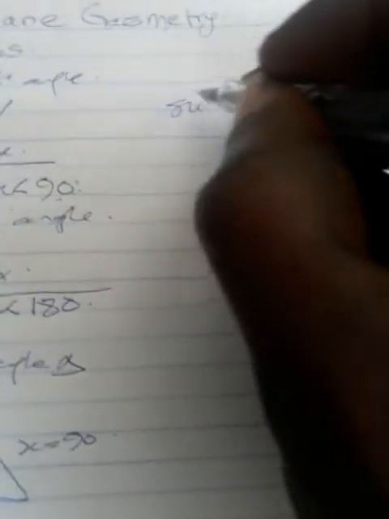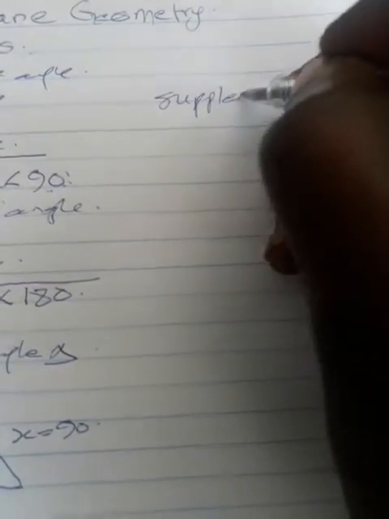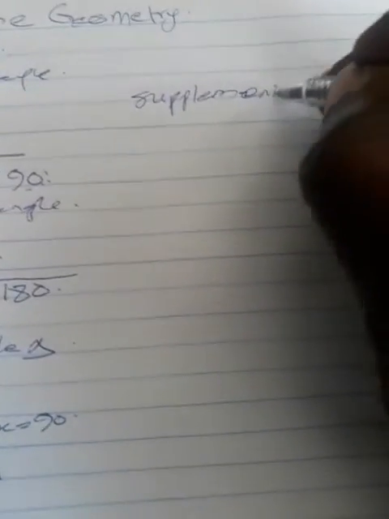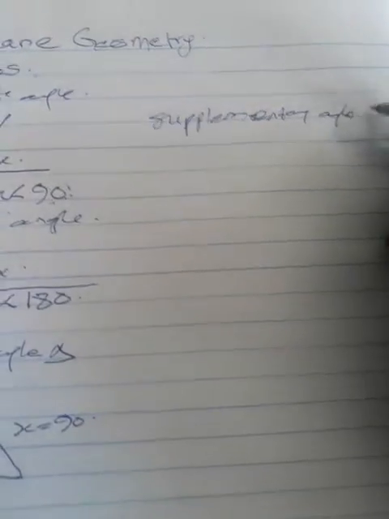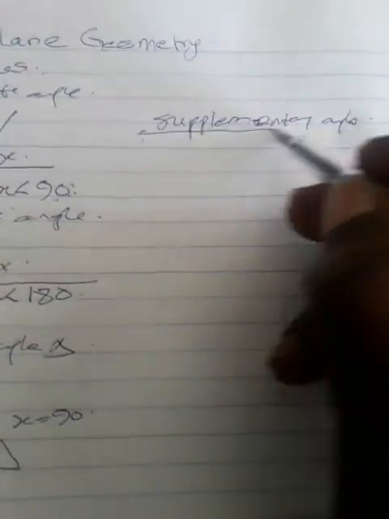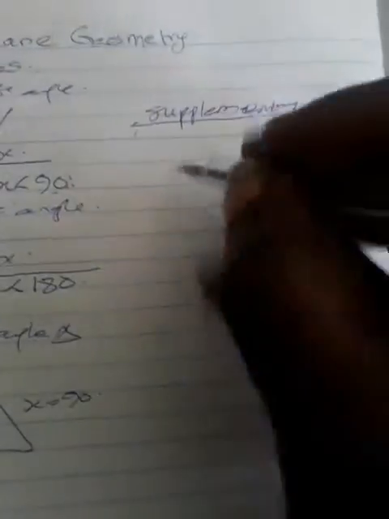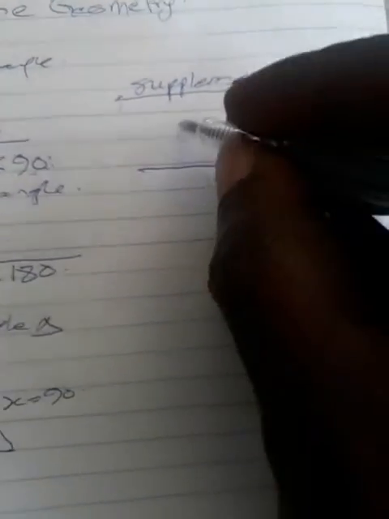We also call it supplementary angle. Supplementary angle means that the summation of the angles must give 180. That is angle on a straight line. If I'm having X and I'm having Y, we are saying that X plus Y equals 180. This is what we call supplementary angle.